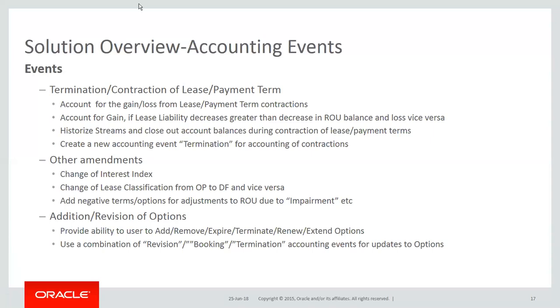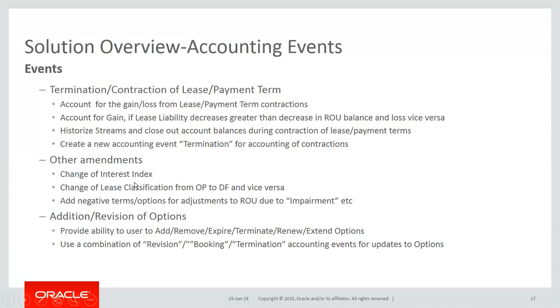There can also be some other kinds of amendments, like a change of interest index. You may want to change your interest index. You may reclassify a lease from operating to direct finance, or vice versa. So for all these types of changes on the lease, your amounts for ROU and liability change, and your future amortization and interest accruals change.